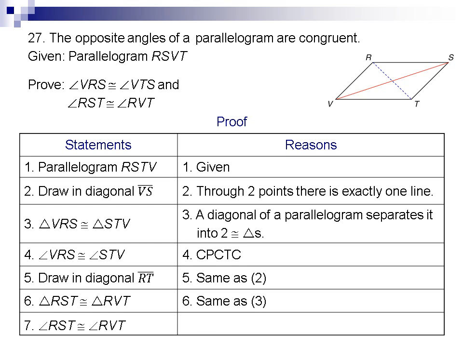Statement number 7, angle RST is congruent to angle RVT. Reason number 7, CPCTC, corresponding parts of congruent triangles are congruent. We've now completed our proof by proving that each of the opposite angles in this parallelogram are congruent to each other.